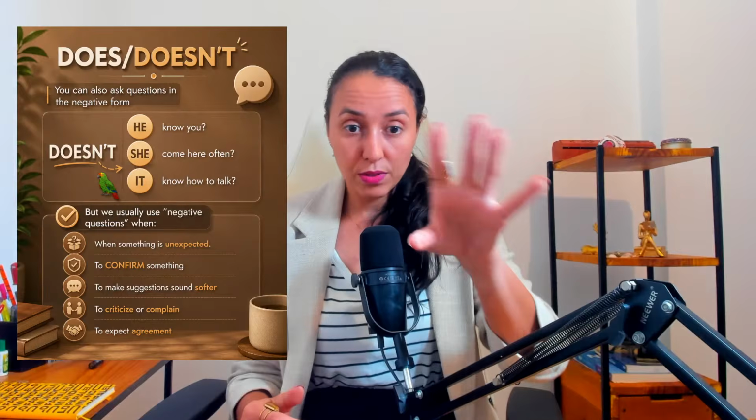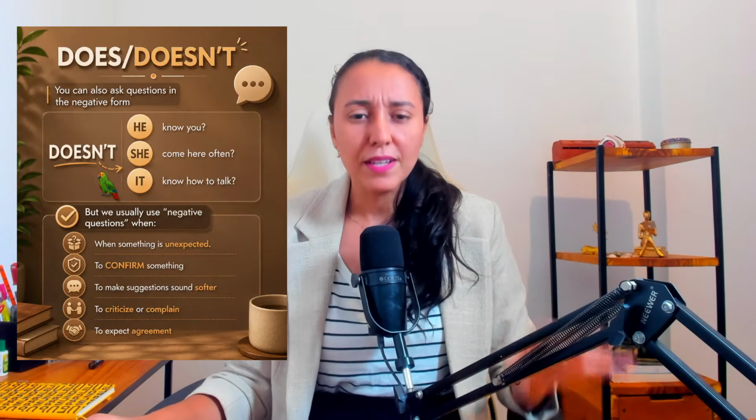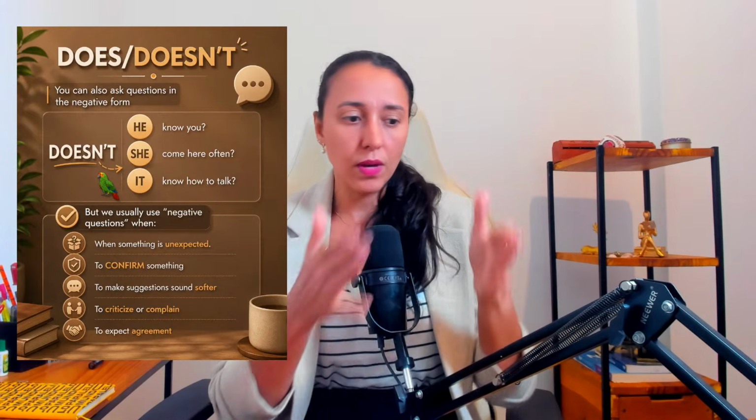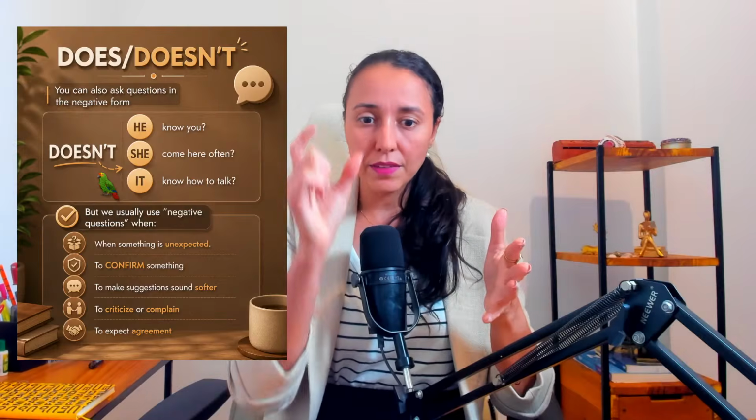So I know you doesn't work, okay? But does he come here often? Does she come here often? Does it know how to talk? The parrot. Does it know how to talk? That's the idea, okay? Yeah, the sequence remains the same. You have does, then you have he, she, it.